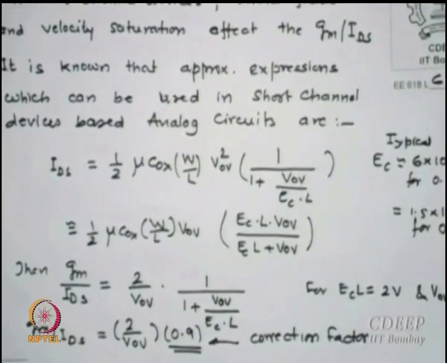So in a long channel what would you have used? 2 by VOV. In a short channel you may have to multiply it by 0.9, and this is for one specific case. For a given technology, for a given length, this EC has to be obtained and then used to find how much this coefficient should be, 0.85, 0.8, 0.9. Therefore you can see the GM by IDS available at long channel is not available to you in short channel. Is that clear? These are the design issues which as a designer we should keep in mind.